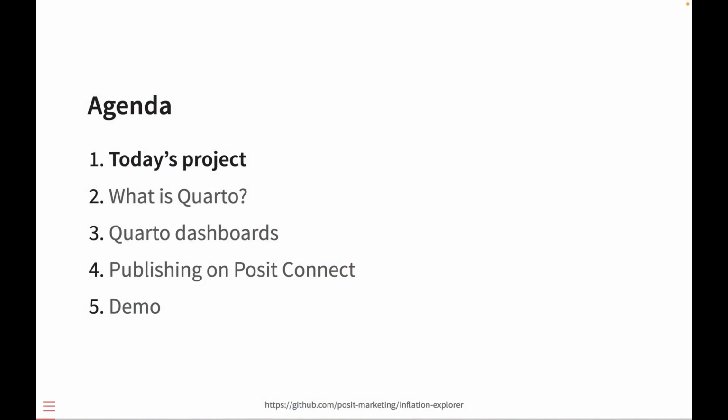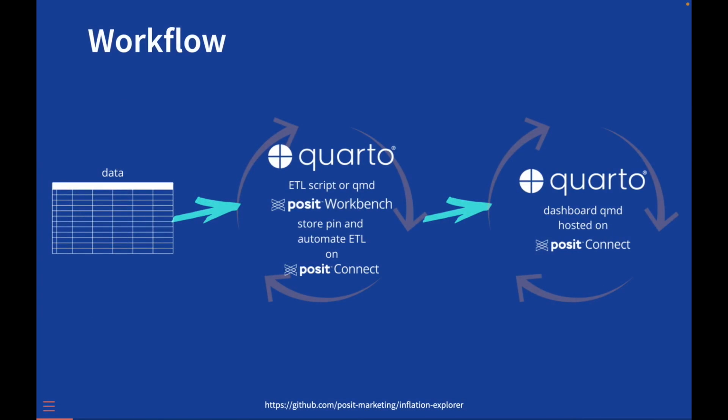Let's go over today's project. This is the general workflow. First, we have our data, which can be in any format. Today, we're getting data from an API. Next, we bring that data into VS Code on Posit Workbench to clean and format it for our dashboard. This process is sometimes called Extract, Transform, Load, or ETL. We can do this in a script or a QMD file.